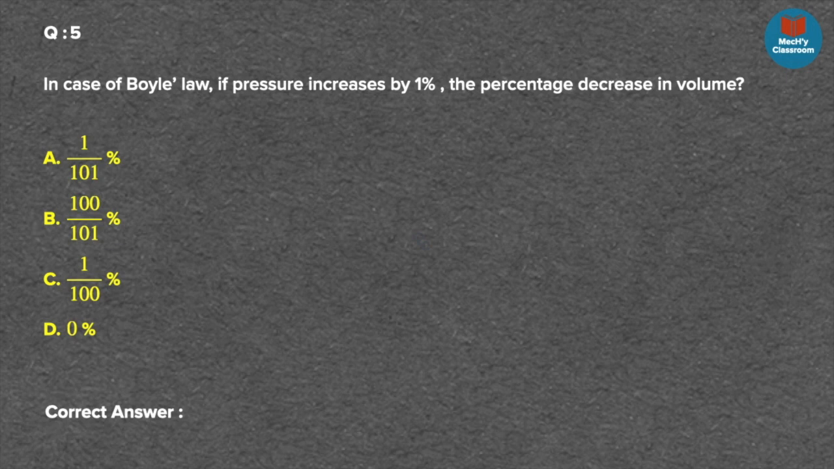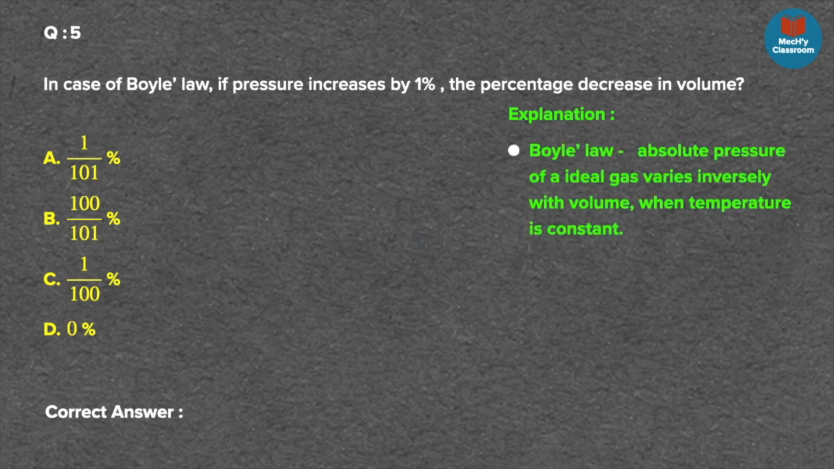In case of Boyle's law, if pressure increases by 1%, the percentage decrease in volume. The options are 1 by 101 percentage, 100 by 101 percentage, 1 by 100 percentage, and 0 percentage. First, let us discuss what is Boyle's law. Boyle's law states that absolute pressure of ideal gas varies inversely with volume when temperature is constant. If I apply this Boyle's statement to two states, then it becomes P1 V1 equal to P2 V2.